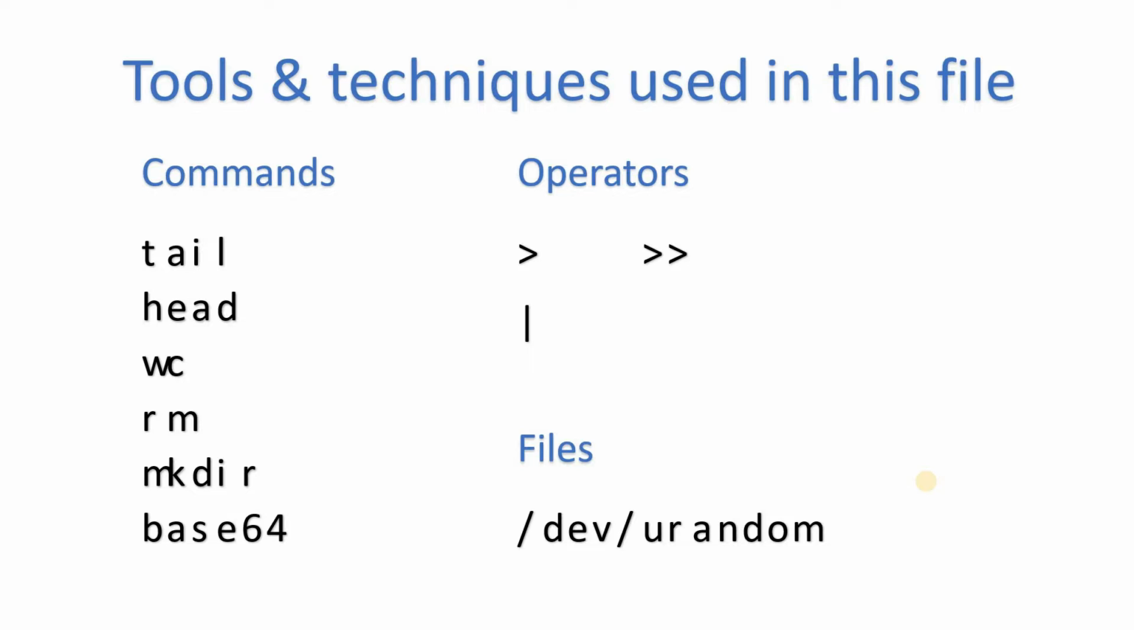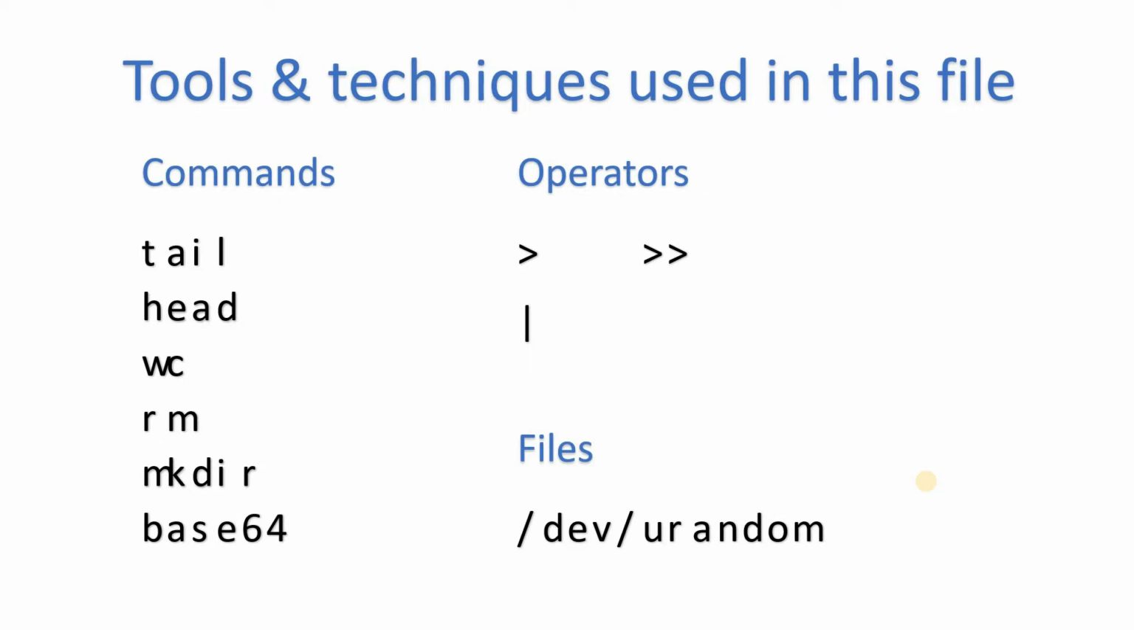Then we have rm, which is used to remove. This one is powerful. Next is the rm. This one is a bit popular, powerful and dangerous one, which is used to remove files and directories. Then mkdir, which as the name says, makes a directory. This is also one of the commonly used commands for creating directories.